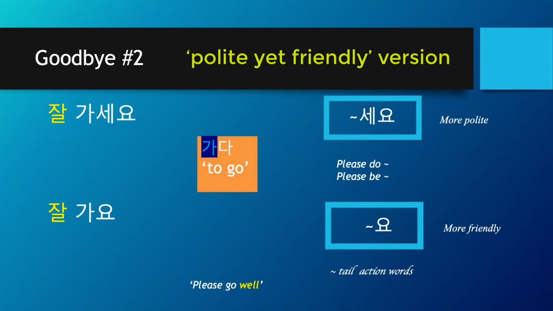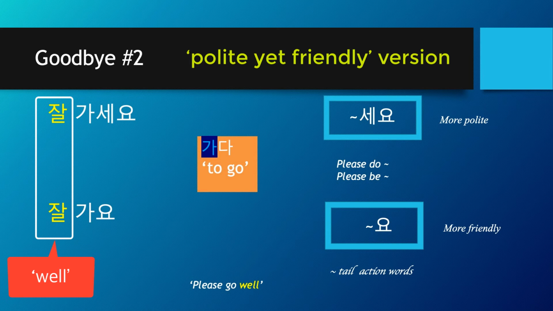It is generally safe to use honorific expressions for goodbye by saying 안녕히 계세요 or 안녕히 가세요. It can be too formal if goodbye is between friends, lovers, people with similar ages, or simply you are in a personal relationship. For a more casual version of 안녕히 가세요 or 안녕히 계세요, we can use this polite yet friendly version. 잘 가세요. 잘 가세요 is more friendly and less formal than 안녕히 가세요.